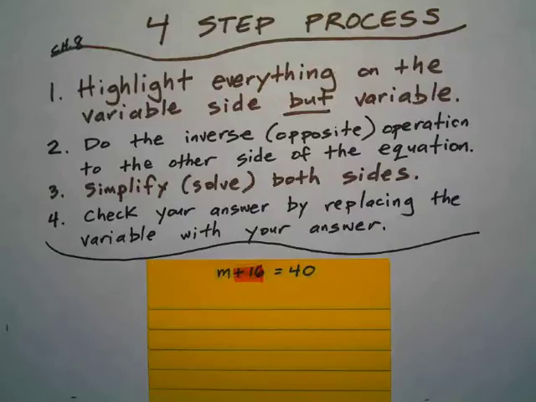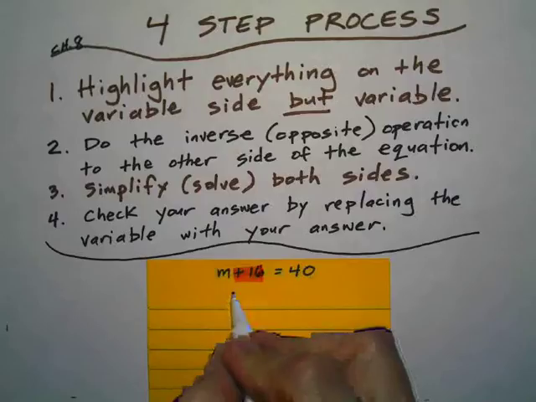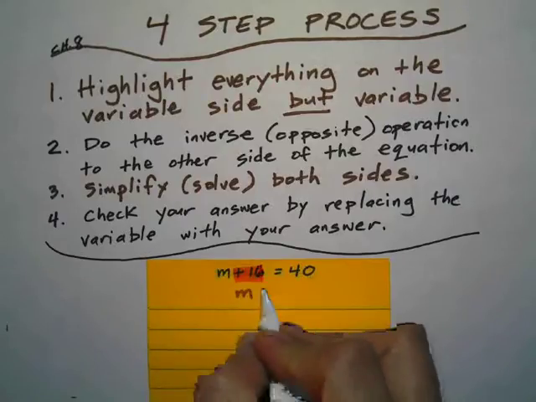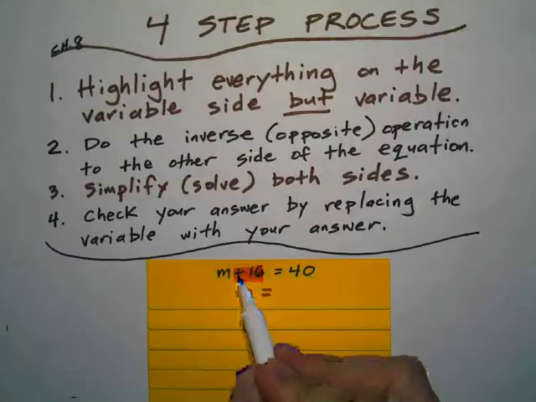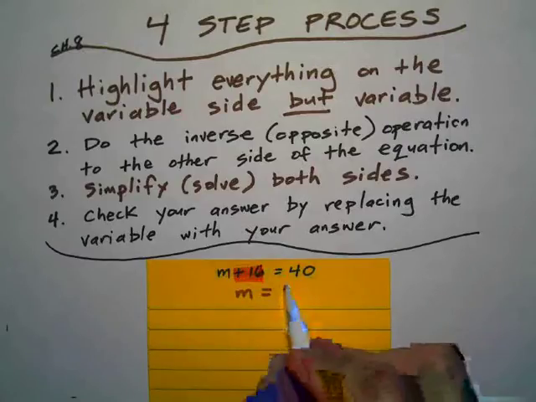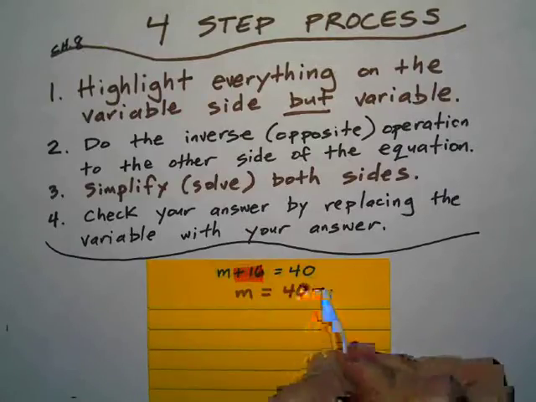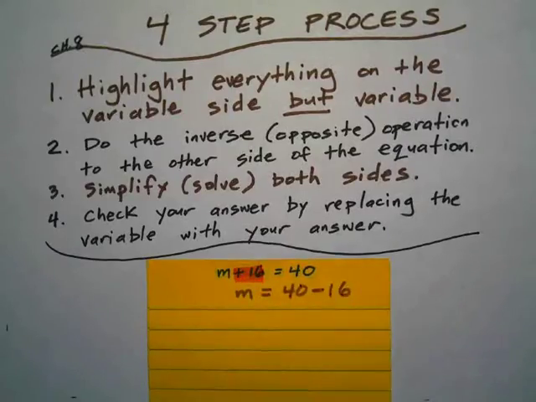Step 2, we're going to do the inverse or opposite operation to the other side of the equation. This will leave m all by itself, and as we've talked about in class, the inverse operation of addition is subtraction. So we are going to subtract 16 from the right side of the equation.